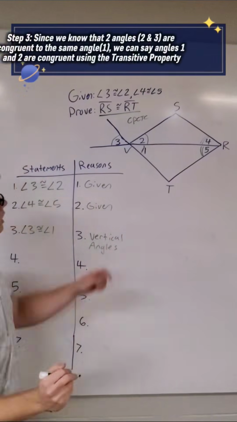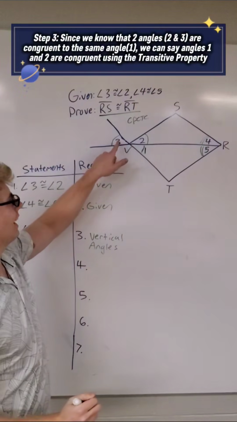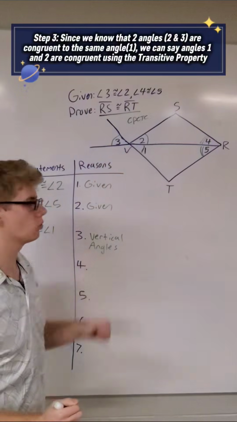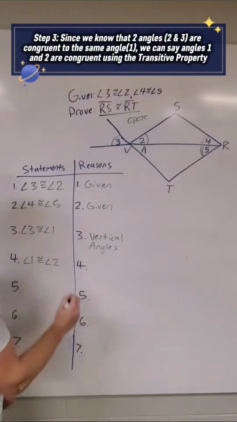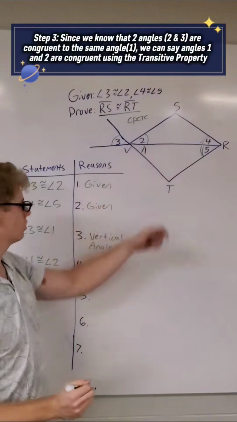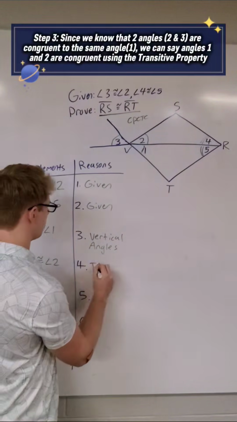Now, if we know that angle 2 is congruent to angle 3 and angle 1 is congruent to angle 3, we can say that angle 1 and angle 2 are congruent. And this is important because they're in the triangles, right? And we can use the transitive property to say this.